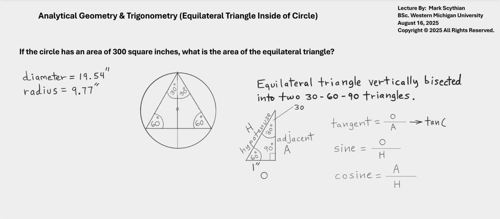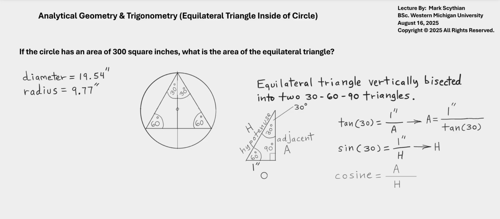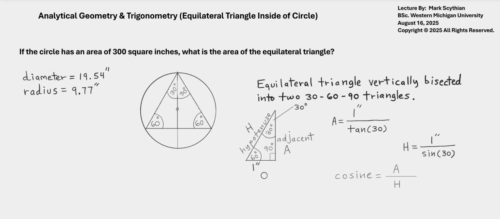If we were to apply the tangent of 30 degrees is equal to 1 inch divided into a, and carry on with sine 30 is 1 inch divided into h, we can then solve for the adjacent side if the opposite side is 1 inch, by dividing 1 inch into the tangent of 30 for the adjacent side and 1 inch into the sine of 30 for the hypotenuse side. So for the adjacent side, we would get 1.73 inches, or the square root of 3, and the hypotenuse 2 inches.